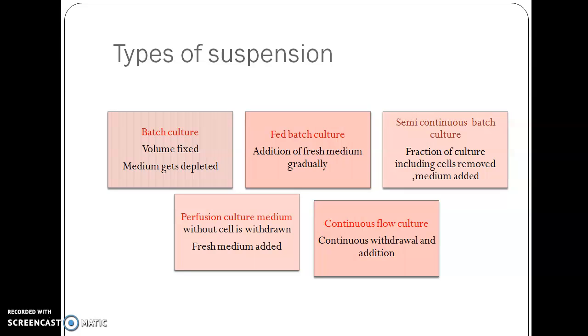Suspension cultures can be of different types, that is batch cultures. In batch culture, the volume of the culture medium will be fixed. As the cells grow, medium will be gradually depleted. Eventually, the cells cease to divide. Second one is fed batch culture. In batch culture, the volume of medium is fixed, and as the level gets depleted, the cells will stop dividing. While in fed batch culture, we gradually add fresh medium to it, thus it will increase in its culture volume.